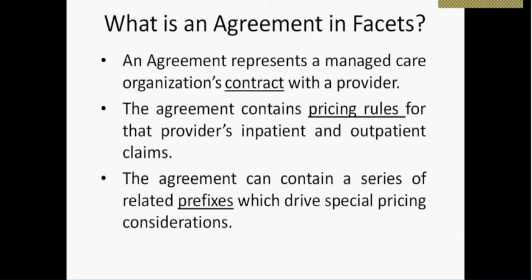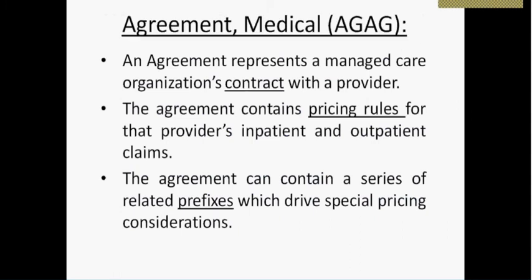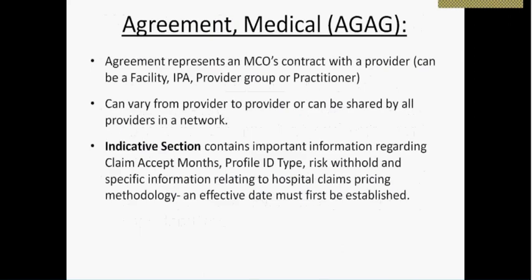The agreement can contain a series of related prefixes. Prefixes are nothing but some additional information that drives the pricing criteria. The name of the program is called AGAG, which is short for agreement. So agreement represents MCOs, your managed care organizations. It's a provider's contract with a provider, and the providers can be, for example, a facility, a hospital, or a physician.